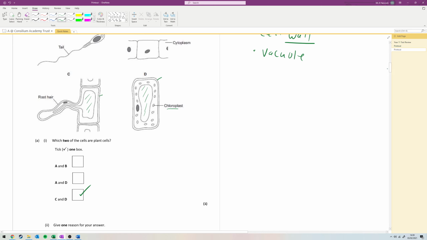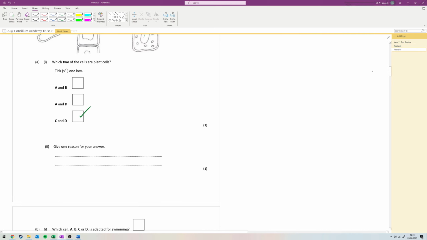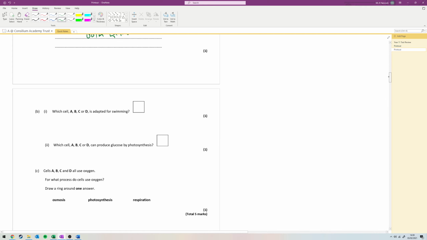Okay, and how do I know? Well, what do they both have? You could write D has a chloroplast and C has a vacuole and a cell wall, but I would just say pick one. So I'm going to say both have a vacuole, and that is something that only plants have.